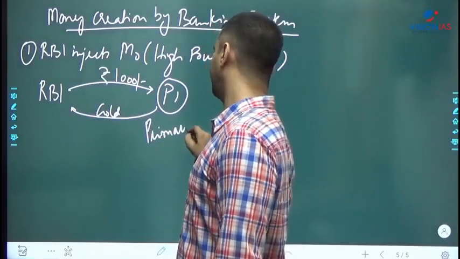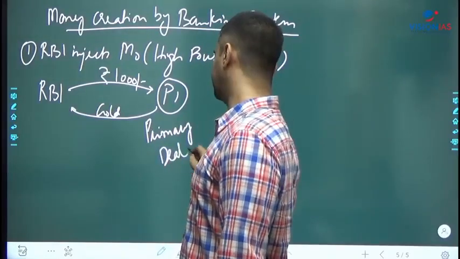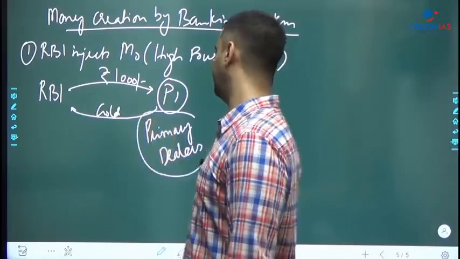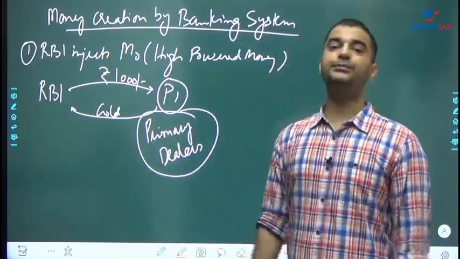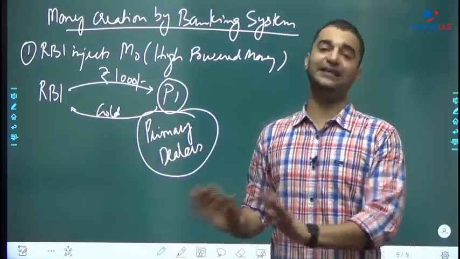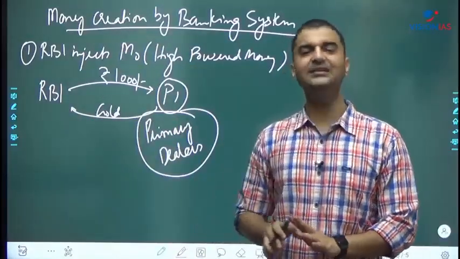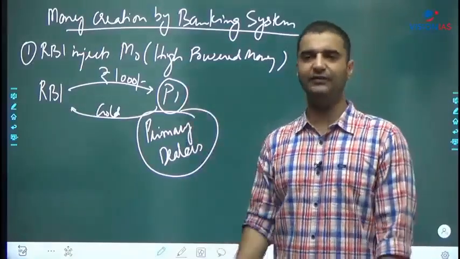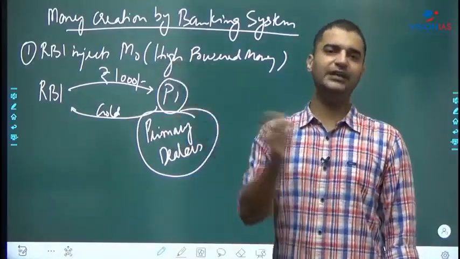उनको बोलते हैं primary dealers. There is a name for them: dealers, primary dealers. The people with which RBI directly deals. They are part of the economy, but RBI doesn't deal with everybody. RBI deals with specific people. कुछ designated people हैं. जैसे RBI will deal with SBI, with PNB, with HDFC.